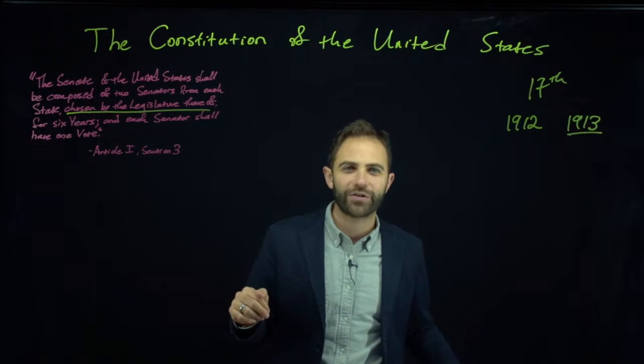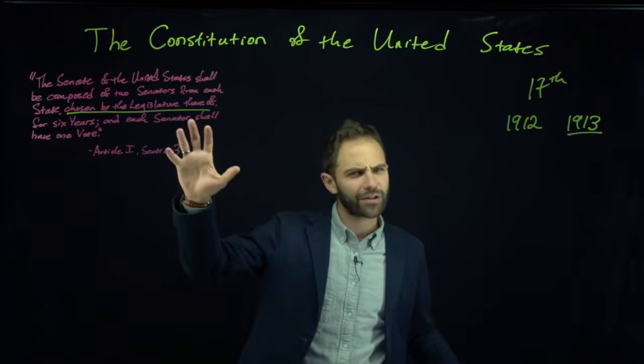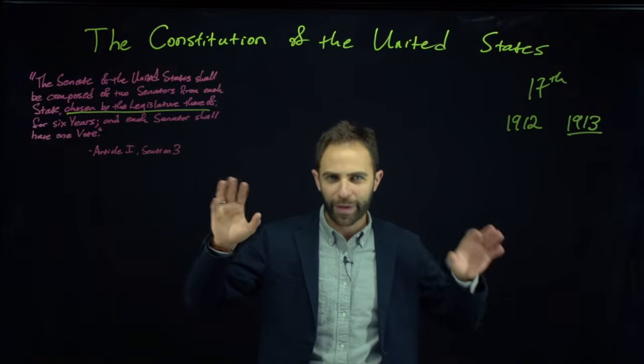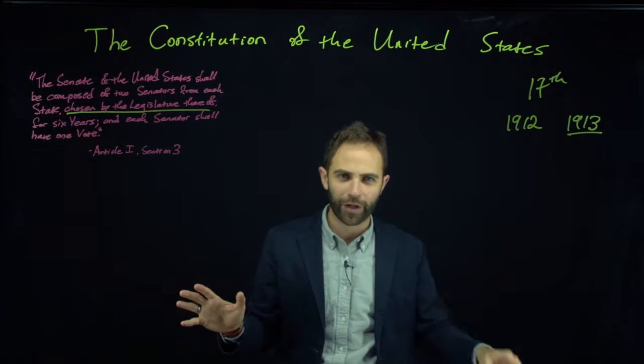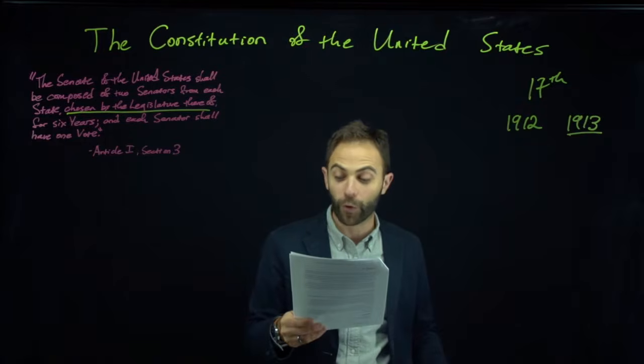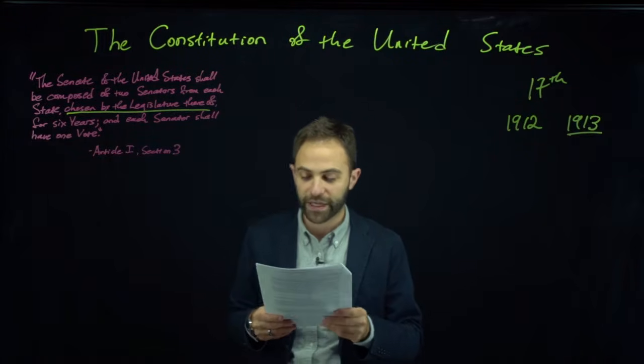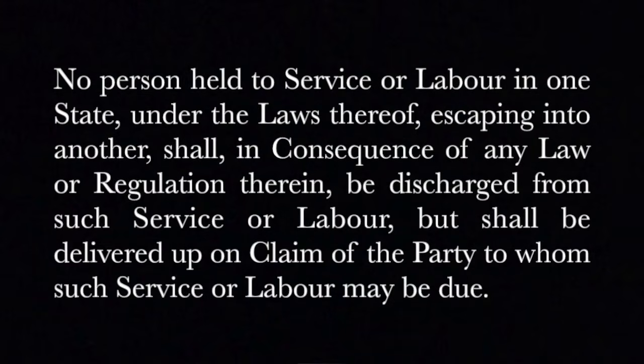Here's one other passage that I just want to talk about. It's a longer passage, so I'm not going to write it out. Maybe if I can figure out how to do it, I will edit the video so that the text appears somewhere while I'm reading it. But this is from Article 4, Section 2. Here's what it says. No person held to service or labor in one state, under the laws thereof, escaping into another, shall, in consequence of any law or regulation therein, be discharged from such service or labor, but shall be delivered up on claim of the party to whom such service or labor may be due.